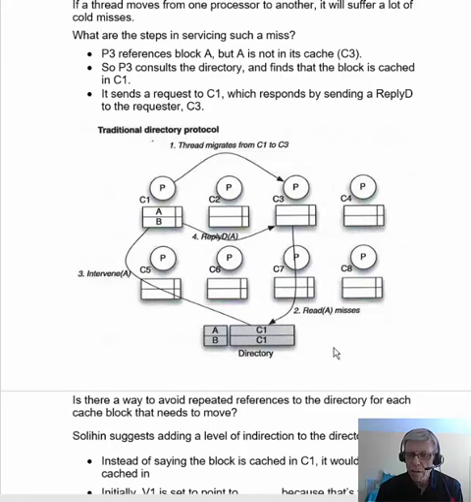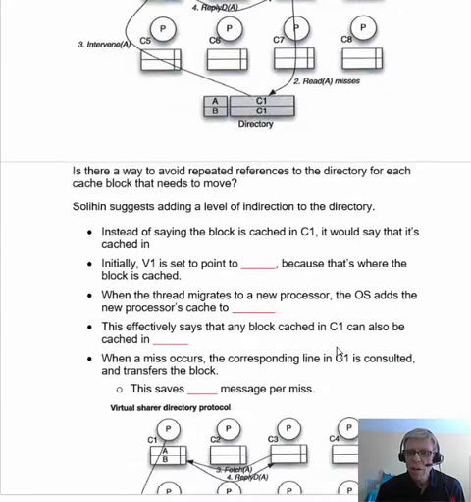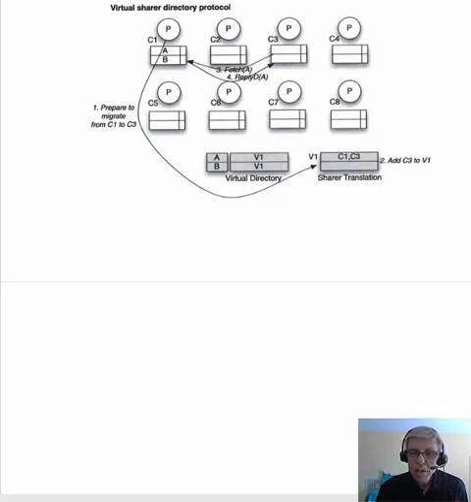We want to short circuit all of these messages, and so Solihin suggests adding a level of indirection to the directory. I have several questions to ask you about that, and I want to show you the diagram at the top of the window right there.